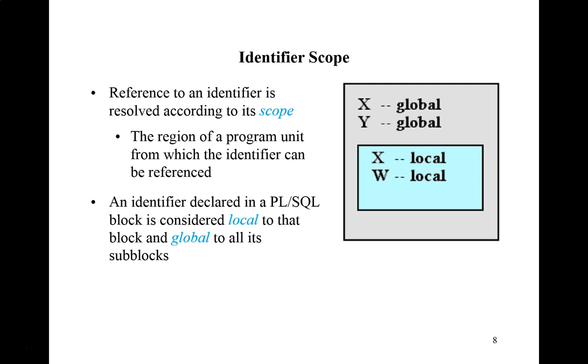When a reference is made to an identifier, whether or not this is valid is determined by the scope of the identifier. By scope, we mean the region of a program unit from which the identifier can be validly referenced. When an identifier is declared in a PLSQL block, it's considered to be local to that block and global to all of the subblocks. So in this figure, we see X and Y being global. Those are declared within this larger block.